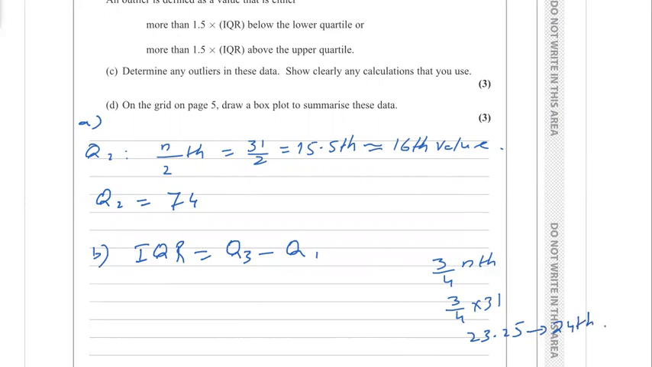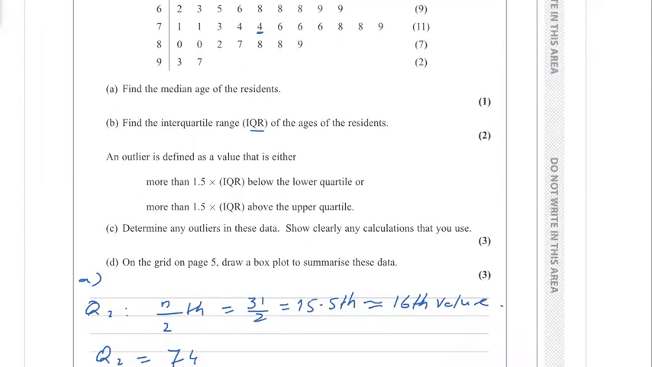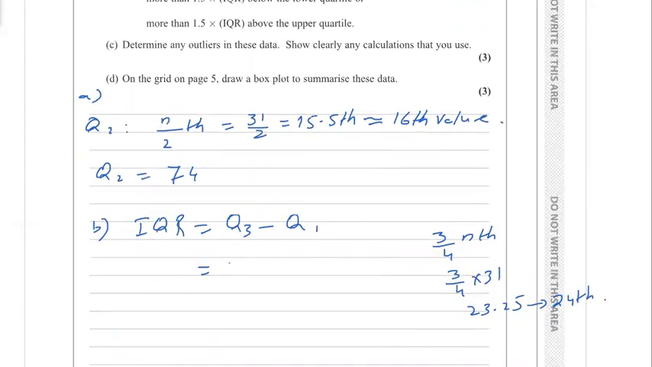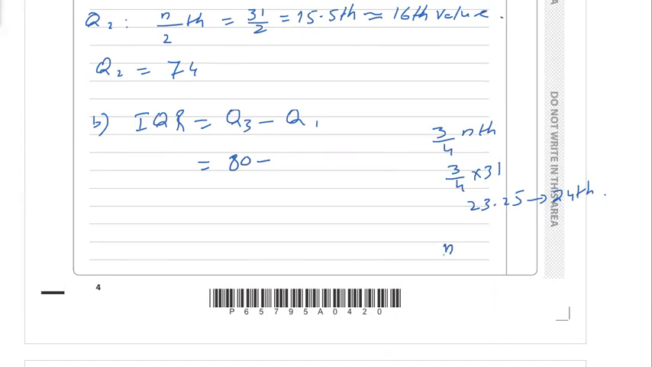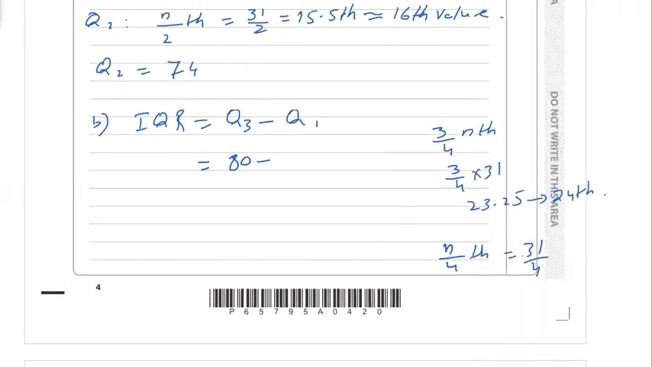So which value is the 24th value? I have to check here. This was 16, 17, 18, 19, 20, 21, 22, 23, and 24. So the 24th value is 80. So I will write here Q3 equal to 80, minus Q1. Now Q1 is the n over 4th value. If I take its quarter, so n over 4, 31 over 4. If I find 31 divided by 4, it will be the 7.75th value.